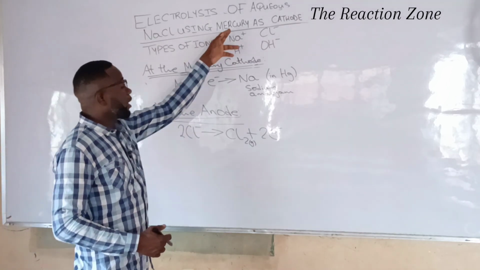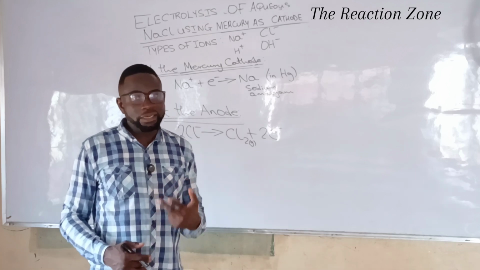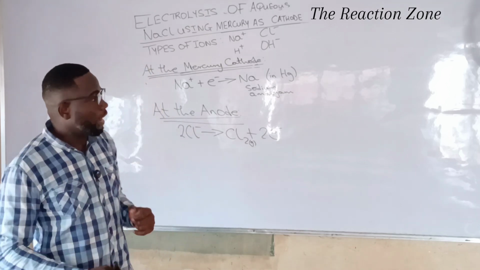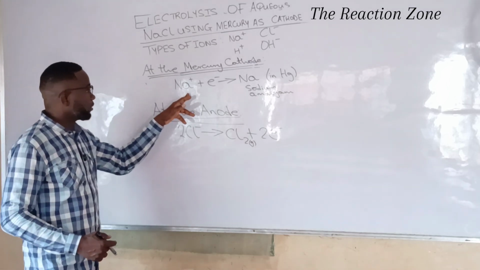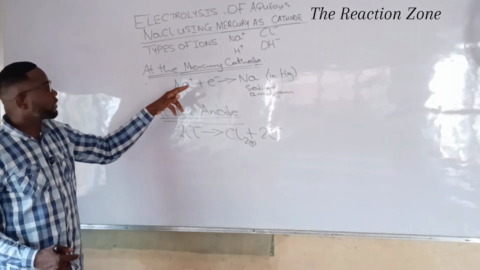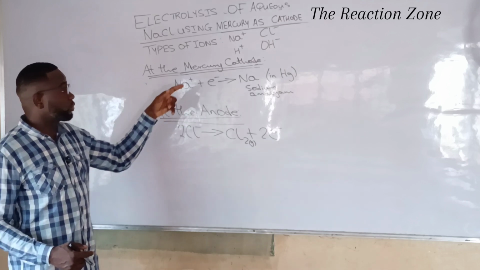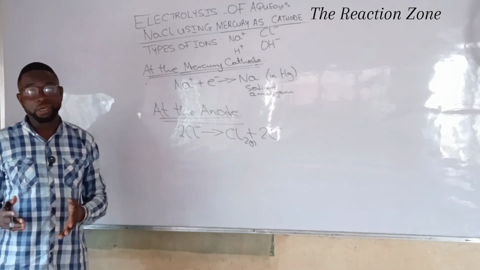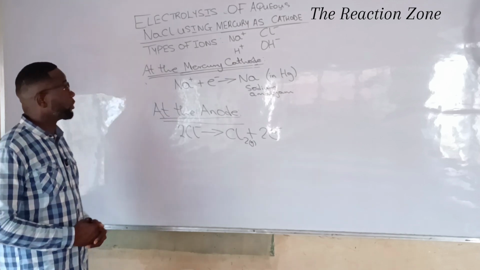Mercury is an active cathode. In other words, it is not an inert electrode. And this is why sodium is deposited at the cathode instead of hydrogen, which is lower when compared to sodium in the electrochemical series. I want to believe that this explanation is clear.